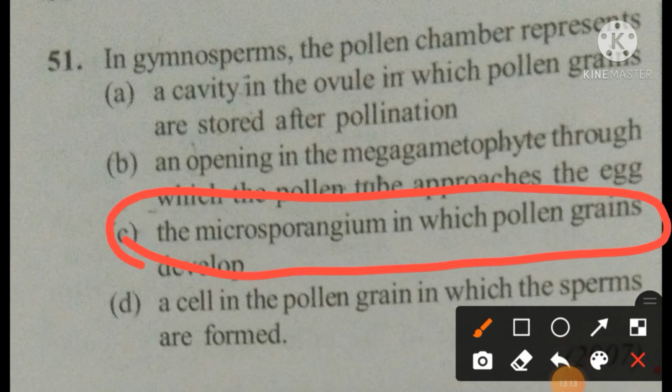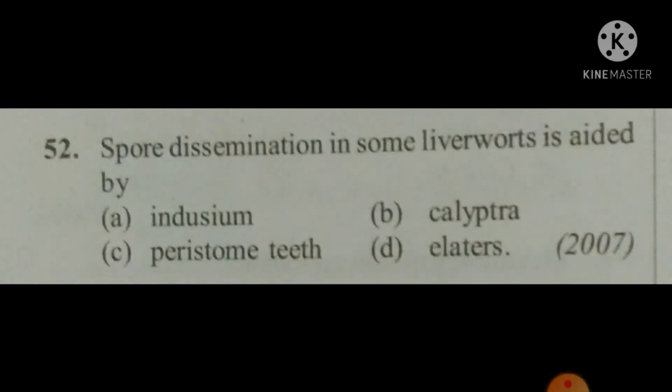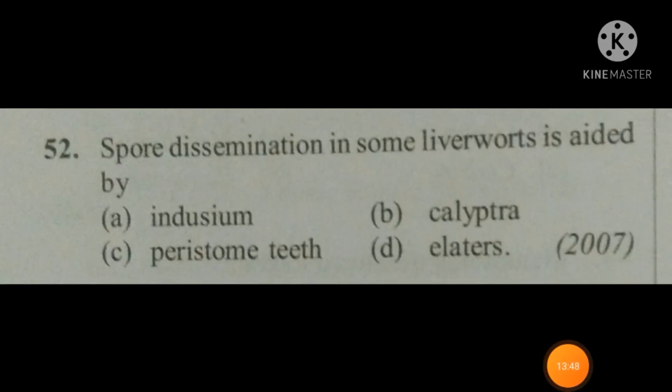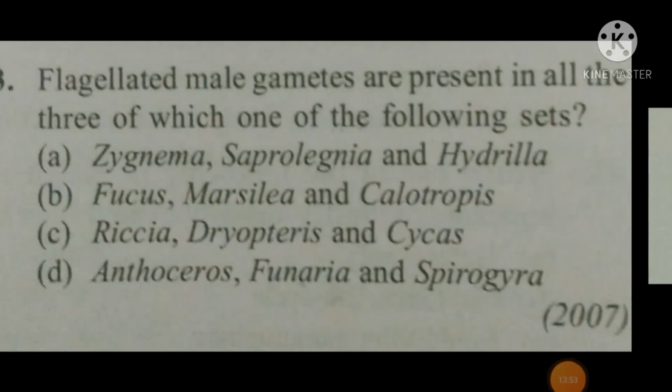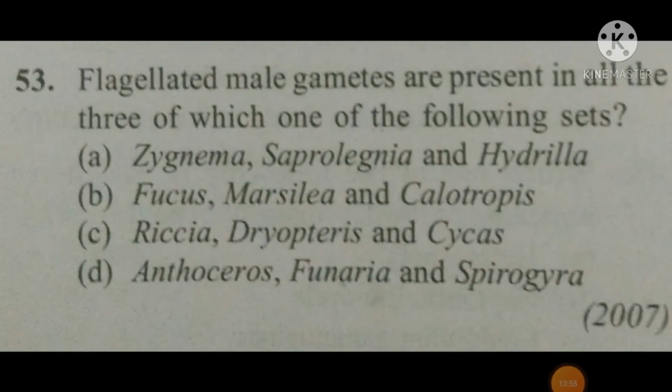Next question. Spore dissemination in some liverworts is aided by A. Indusium, B. Calyptra, C. Peristome teeth, D. Elaters. So the correct answer for this is option D, Elaters.